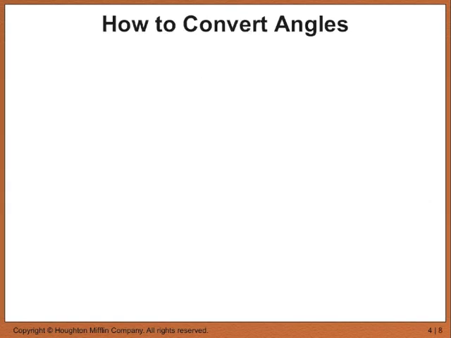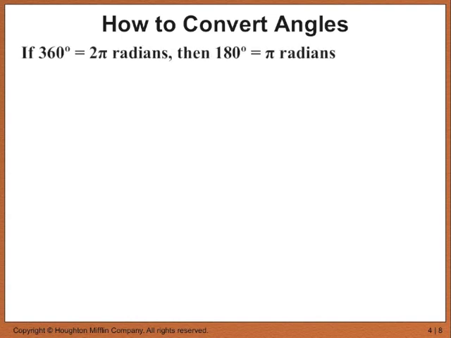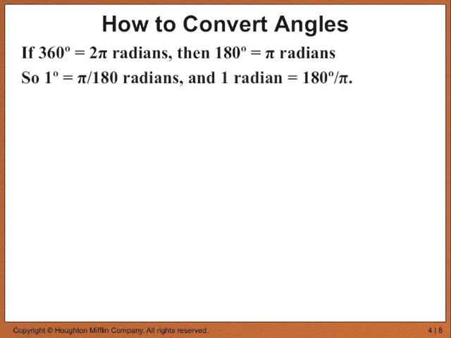How to convert angles? Well, if 360 degrees equals 2 pi radians, which we've already established, well then 180 degrees equals pi radians. All you do is divide both sides of this equation here by 2, and you end up with 180 degrees equals pi radians. And if that's true, then 1 degree equals pi over 180 radians. And all we did there is we looked at this and divided both sides by 180, and we got 1 degree equals pi over 180 radians.